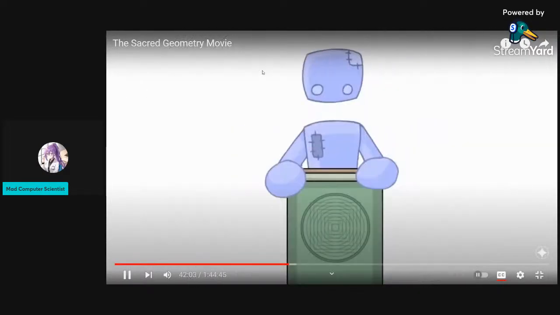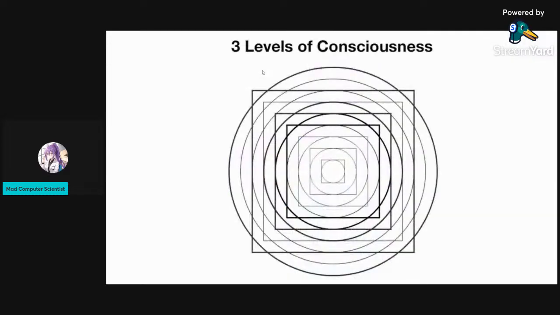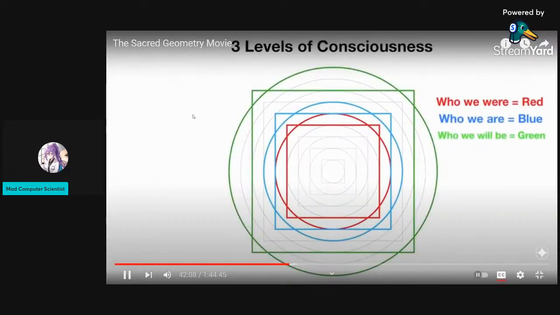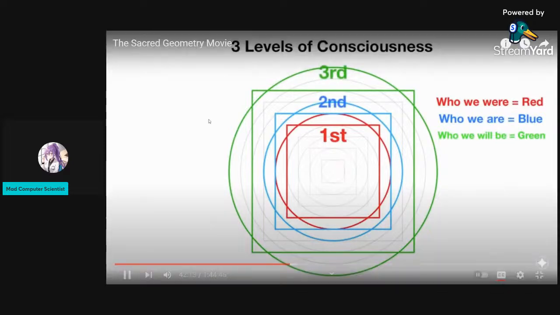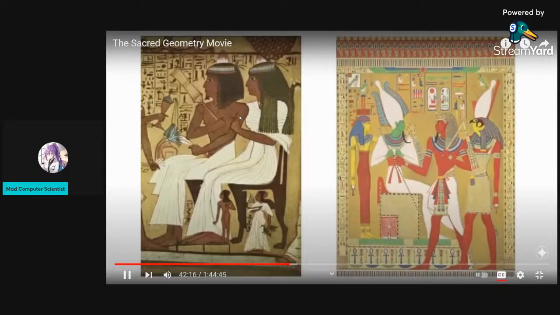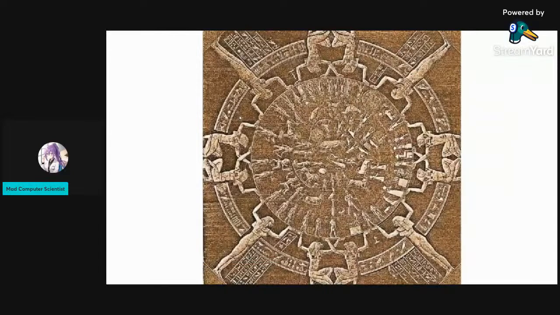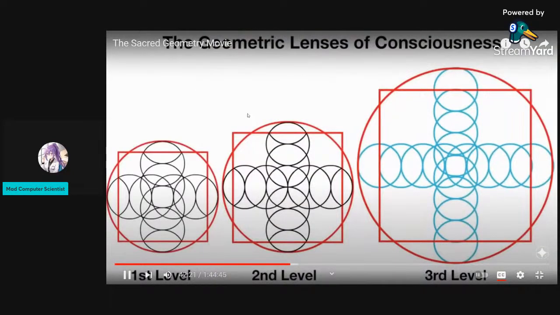Right now, there are three primary levels of consciousness that we're going to be talking about. They are essentially who we were, who we are, and who we will be. We'll call it the first, second, and third, so that it's easy to understand what we're talking about. The ancient Egyptians were very concerned with these three levels as well, and much of their culture was based on this information. Each of these levels has their own geometric lens too, which look like this.